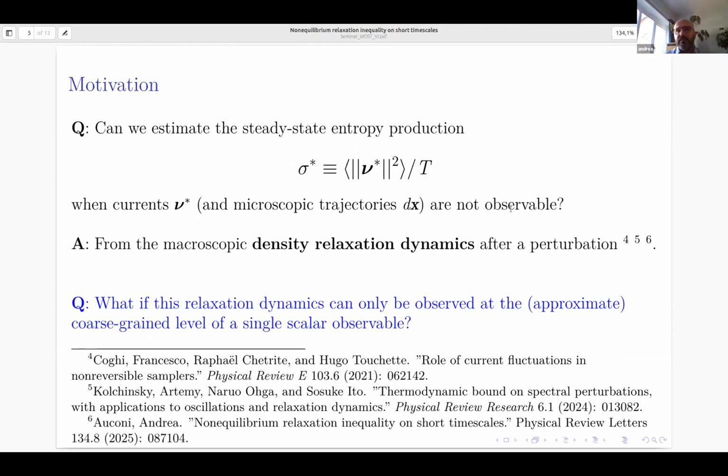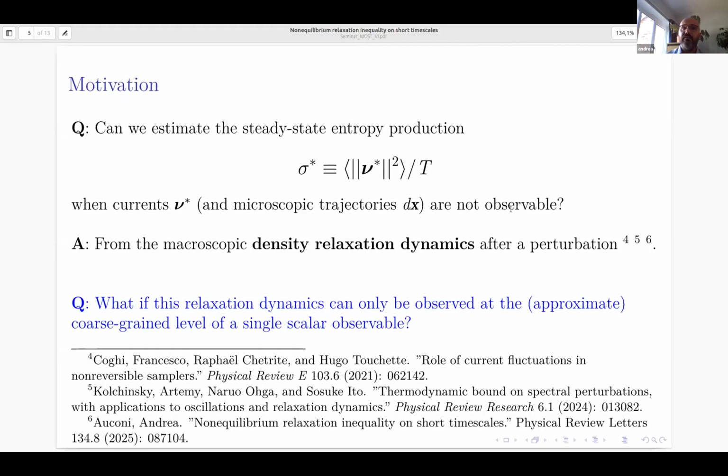A possible answer that has emerged from the community in various papers, here I've put just three, is to look at the density relaxation dynamics. In particular, reference 4 looks at non-reversible samplers, meaning the problem of sampling a probability distribution, and they have observed, along with many other researchers, that adding non-equilibrium currents to these samplers speeds up this optimization problem, the convergence of the algorithms.